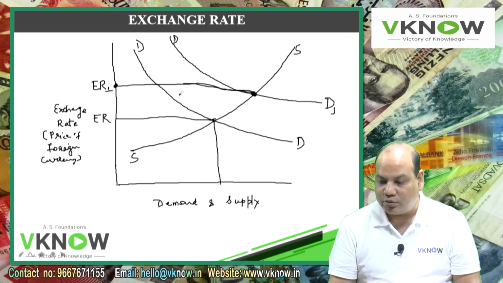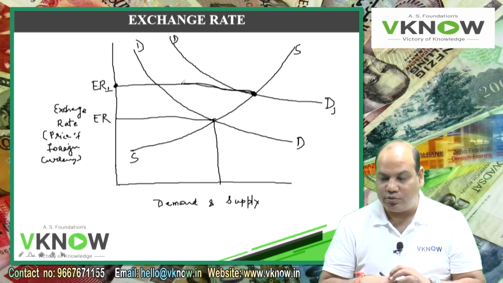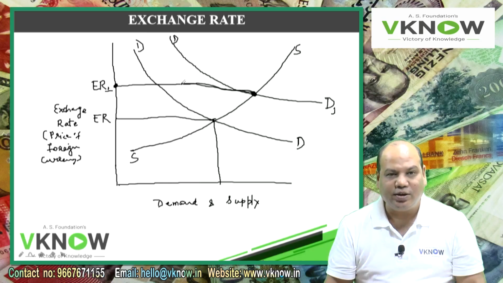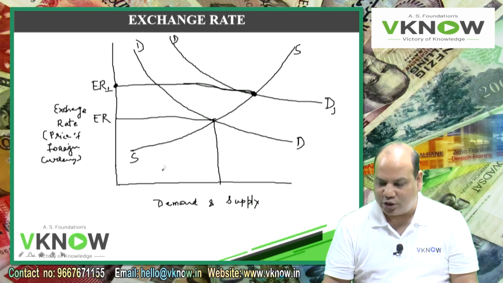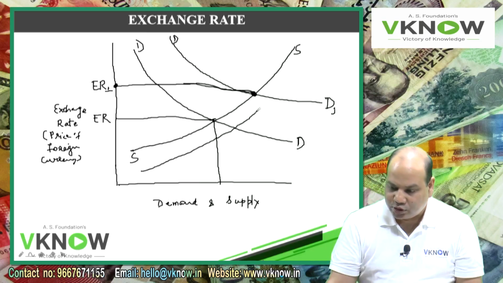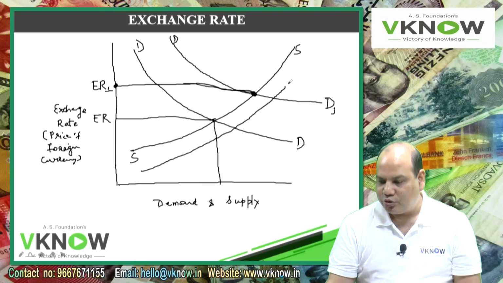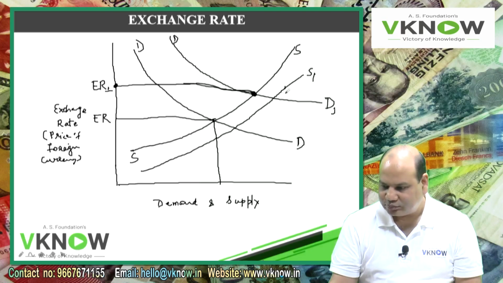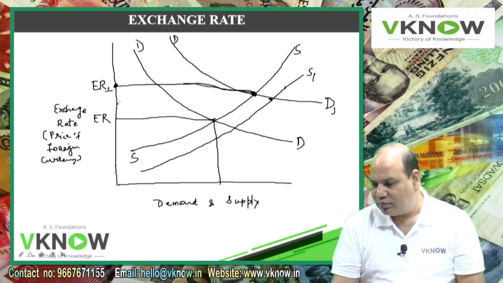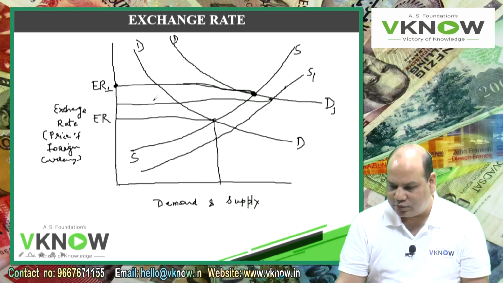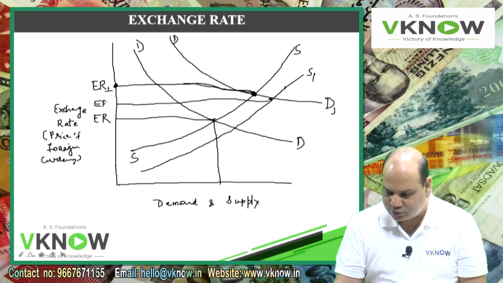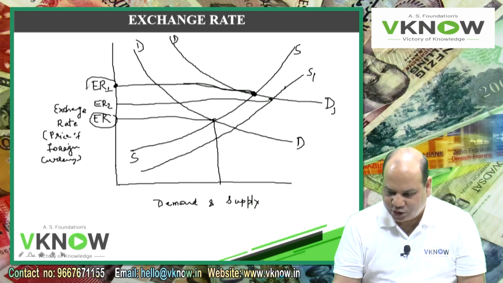So what RBI will do, in order to bring the exchange rate down, is supply dollars in the market, because RBI has got a dollar reserve. So now they will increase the supply. So a new supply curve will come. So you will find now the rate of exchange has gone down. So this I will call ER2. So first it was exchange rate, ER. Due to increase in demand it has gone up, but again due to increase in supply it has come down.